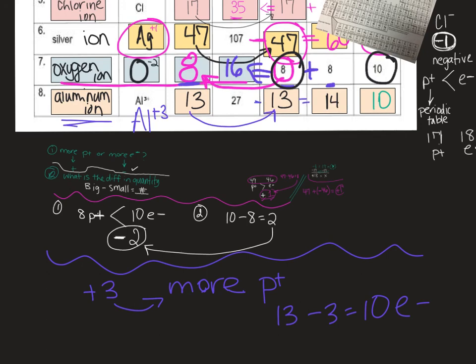And then in order to solve for this, I kind of put it down here. So you had a +3 was your overall charge. You told yourself, I have more protons. So 13, that quantity was 3. You should have 3 more protons than you do electrons. So that would make it 10.